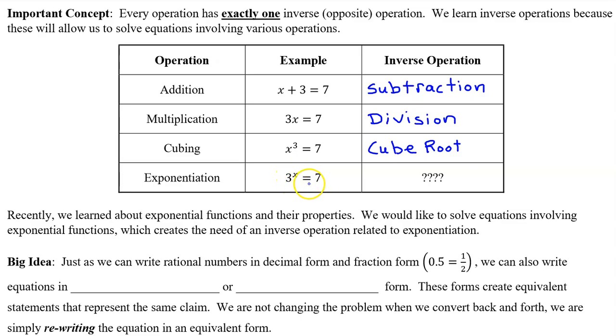3 to the x power equals 7. How would we solve this? We need a new inverse operation.